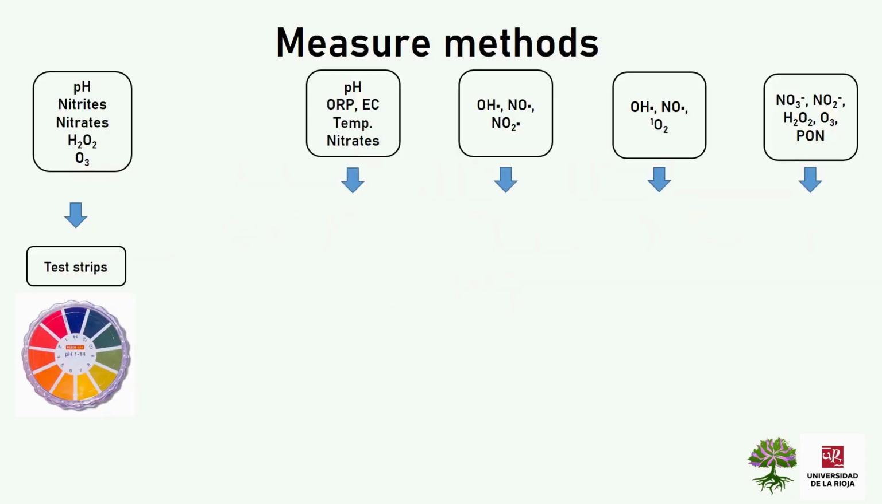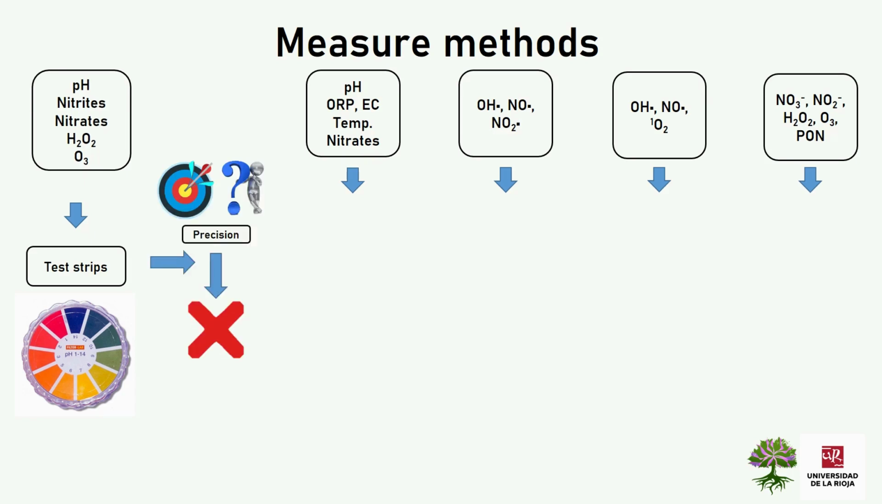Here we have different parameters. The first ones are pH, nitrites, nitrates, hydrogen peroxide, and ozone. And one of the easier methods is test strips. However, they are not really precise, so if you need more than an approximation, this is not a good method. Otherwise, test strips are not expensive, are portable, and are easy to use.